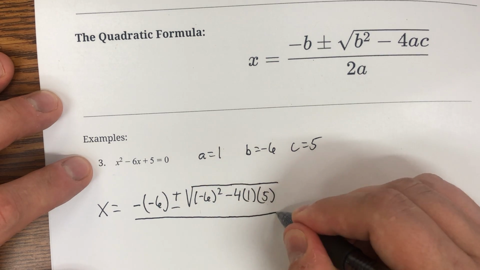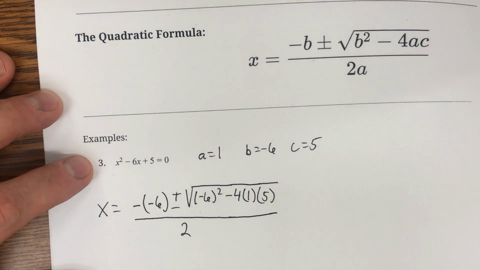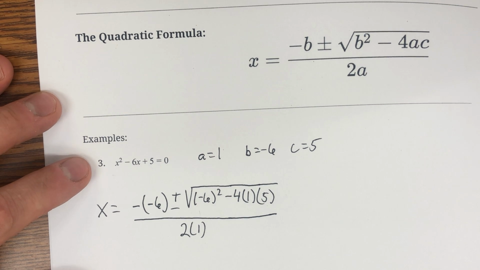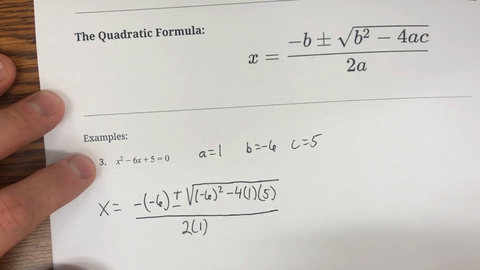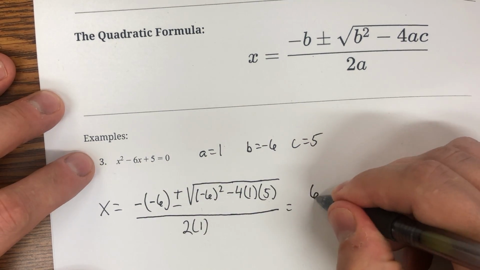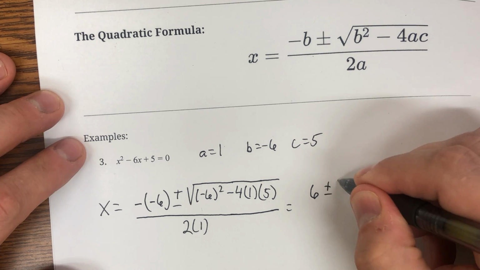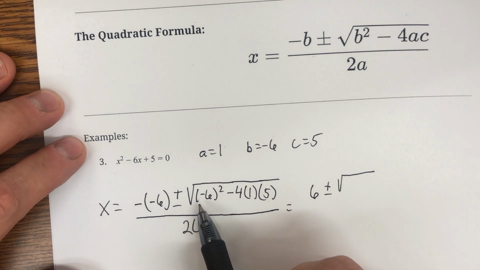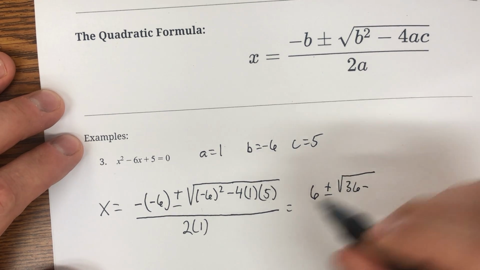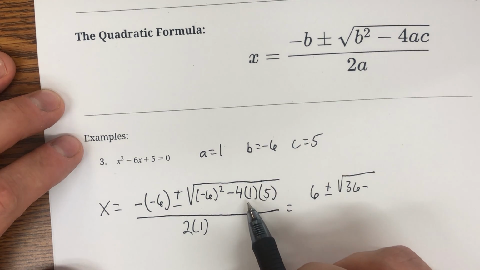All divided by 2 times a, which is 1. Now, when you simplify this down, you have to follow the order of operations, so you got to be careful as you go. So when I do this, negative times a negative changes to a positive 6, plus or minus the square root. Now here, negative 6 squared is 36, minus 4 times 1 times 5.